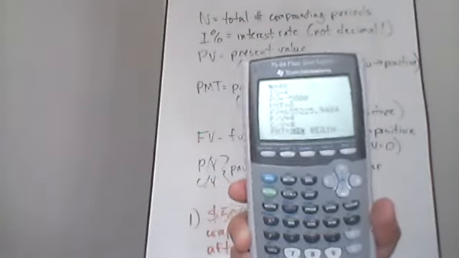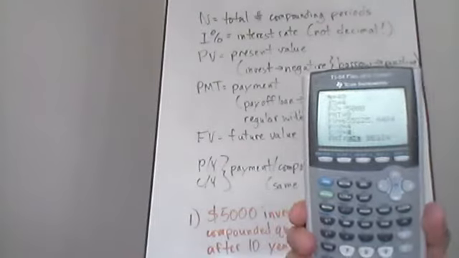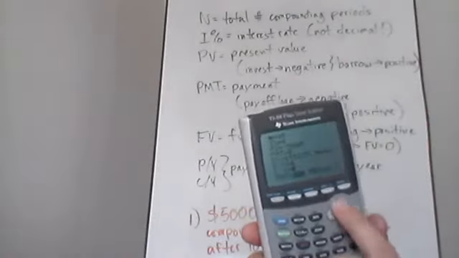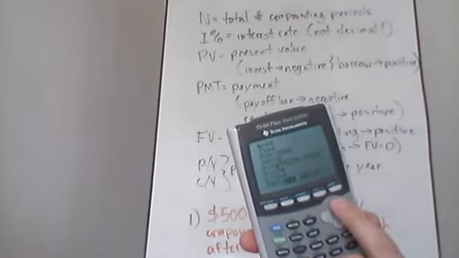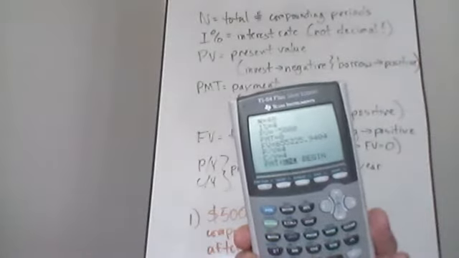Right, remember those two always have to be the same number. Your calculator makes them be the same number. If you change either one of those, it automatically changes the other one to make sure it matches. Right, so we have 4 compoundings per year, so our PY and CY is equal to 4, and then we go back up to our future value.